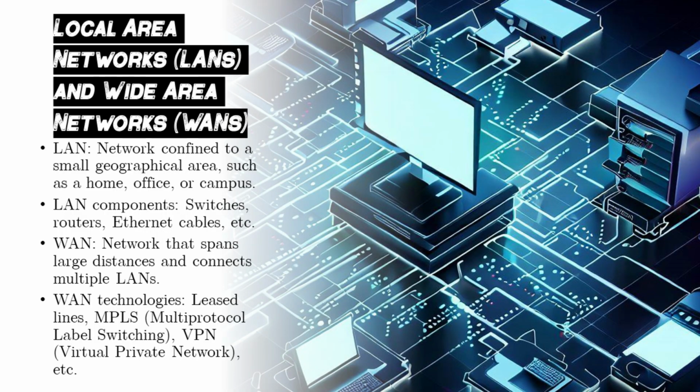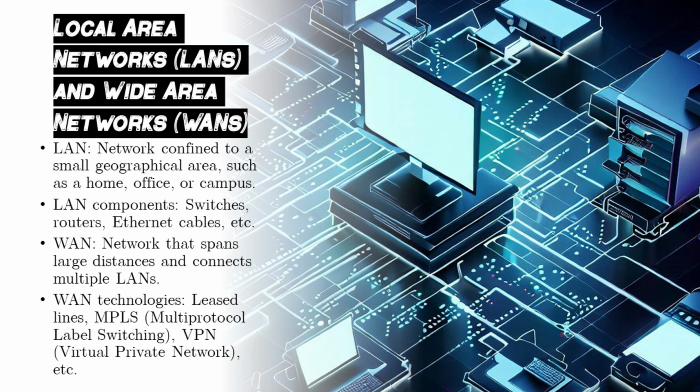Local area networks, LANs, and wide area networks, WANs. In the realm of computer networks, we commonly encounter two types: local area networks, LANs, and wide area networks, WANs. Let's explore these network types in more detail. A local area network, LAN, refers to a network that covers a relatively small geographic area, typically within a single building or campus. LANs are commonly used in homes, offices, schools, and other small-scale environments. They provide high-speed data transfer rates and allow devices to communicate and share resources within the local network.